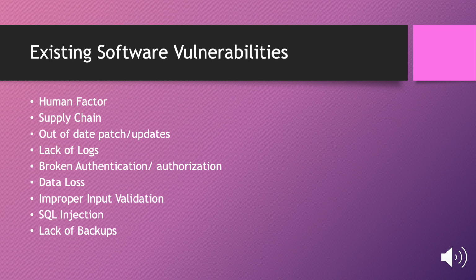Existing software vulnerabilities. The current software vulnerabilities are the supply chain, out-of-date patches or updates, lack of accountability, broken authentication or authorization, improper input validation, SQL injection attacks. Another software vulnerability is human factors. Human factors such as errors can lead to a vulnerability being exploited in a data breach. The weakest link in cybersecurity is humans. The four areas that humans are involved in during software development are individual, team, management, and stakeholder.